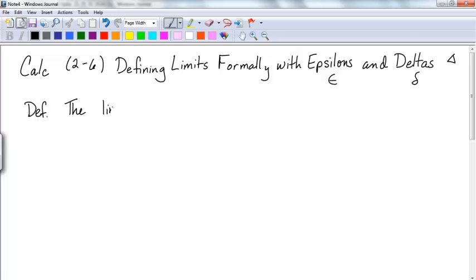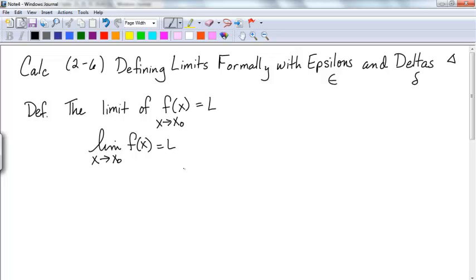The limit of f of x as x approaches x sub 0 equals L. Now, we've written that with the limit notation. It might be written this way: the limit of f of x as x approaches x sub 0 equals, and they're using L to represent the limit. The limit is L if the following holds.